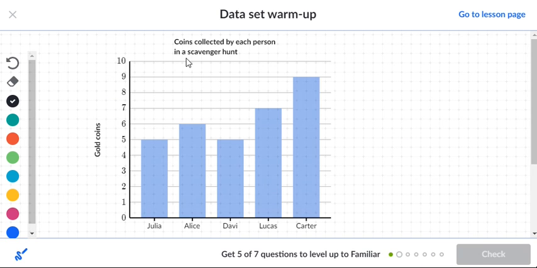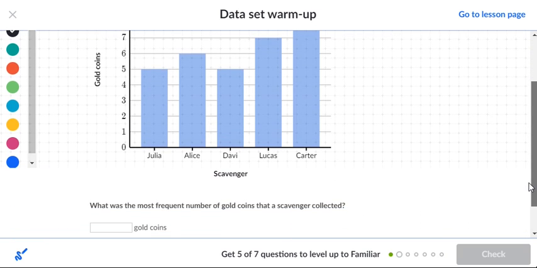Again, we have a graph. Coins collected by each person in a scavenger hunt. So we have different people here: Julia, Alice, Davia, Lucas, and Carter. So what was the most frequent number of gold coins that a scavenger collected?